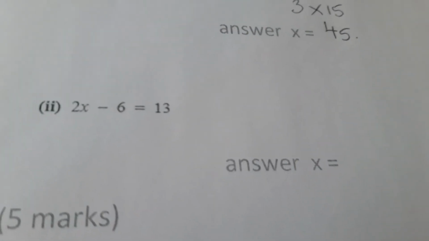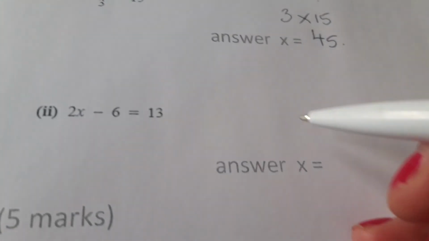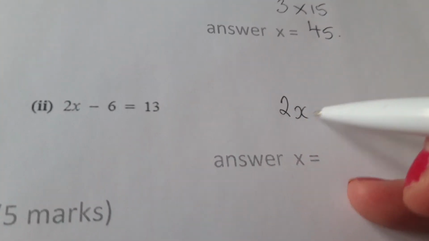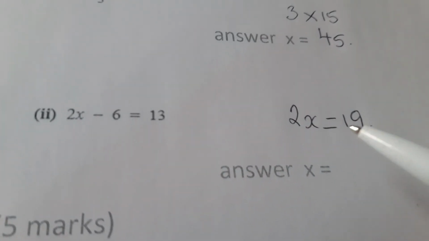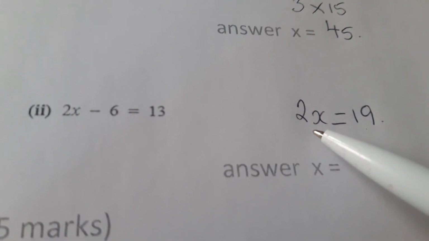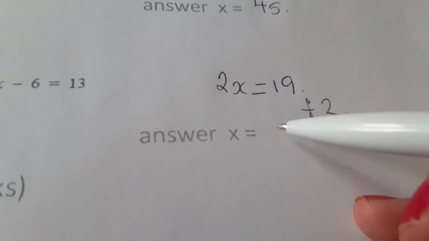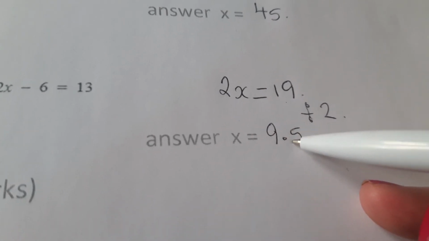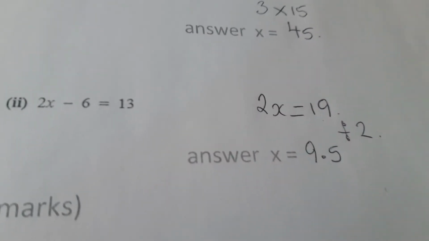This one is a two-stage equation. So first of all, you do the opposite, which is add 6. So you get 2x equals 19. 6 add 13. Then this is multiply by 2, so what you want to do is divide by 2. So that gives you x equals 9.5. 2 into 2 goes 1x. 2 into 19 goes 9.5. And that was that one.